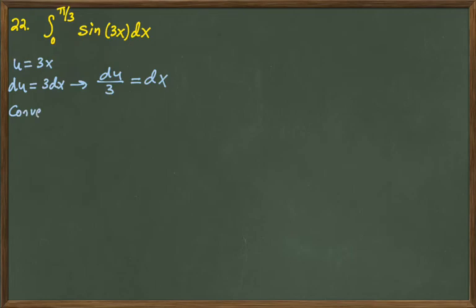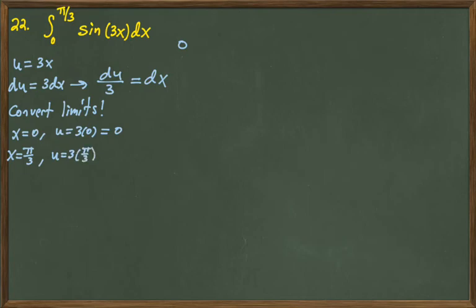Convert your limits. Okay, old lower limit was 0. The relation is u is equal to 3 times x, so 3 times 0 is 0. So the new lower limit is 0. x is equal to pi over 3, so you have u is equal to 3 times pi over 3, which is simply pi. Okay, so that's your new upper and lower limits.